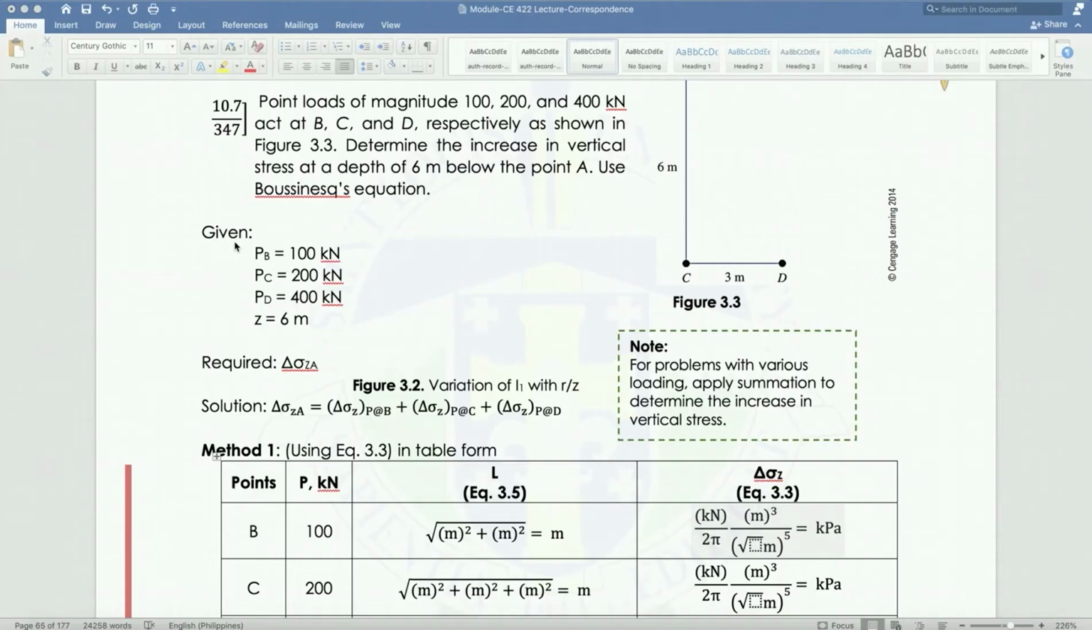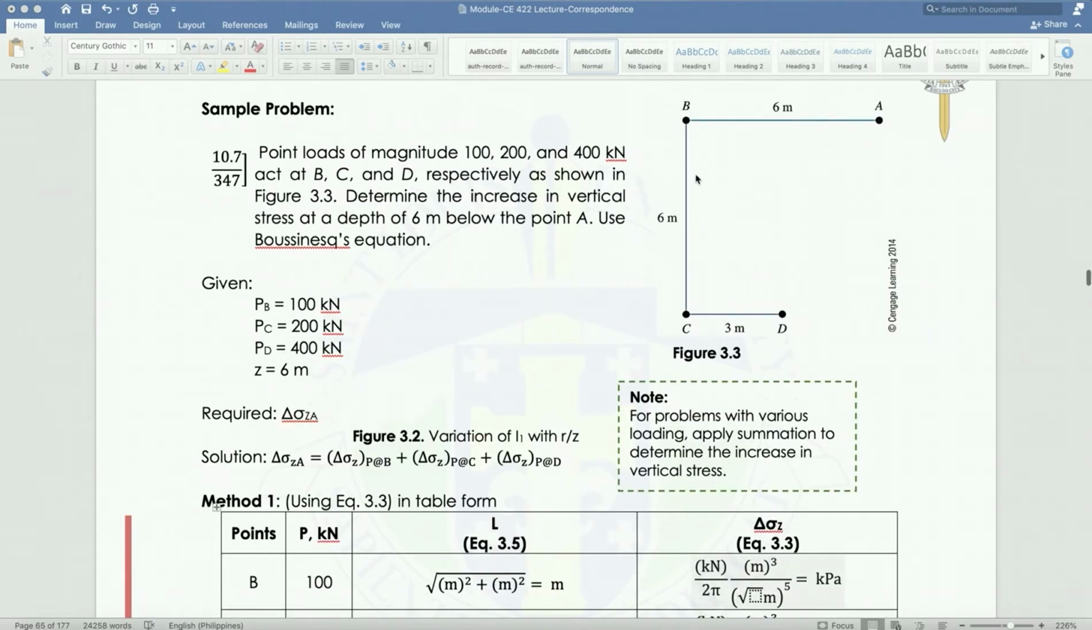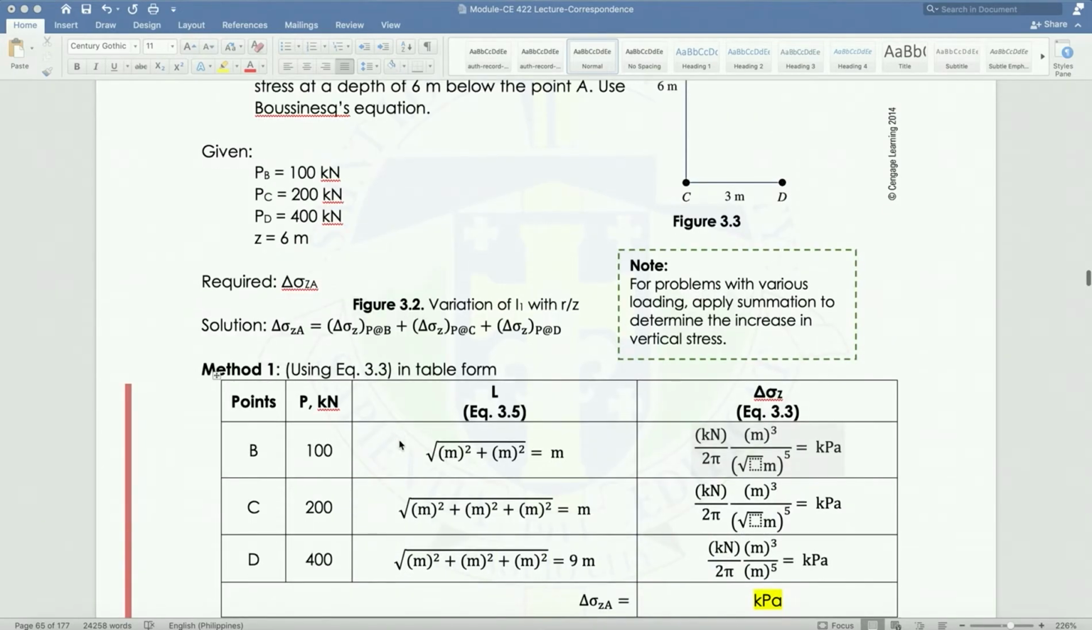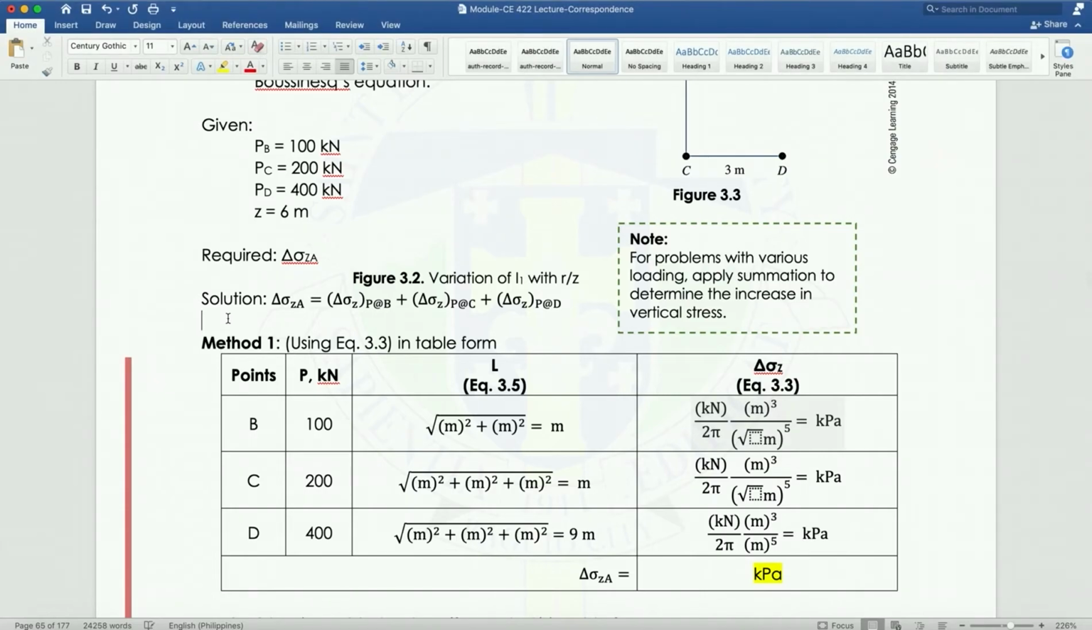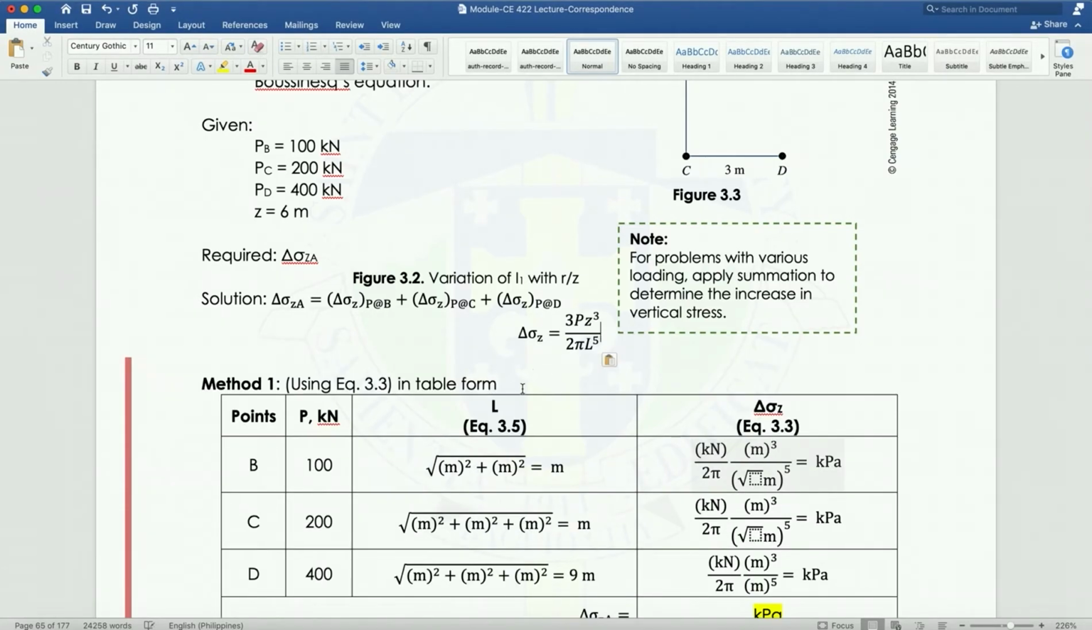Okay. So now we have 3 points, or 3 forces, no? We have the force at B, force at C, and force at D. Therefore, it will be a summation of the forces, or the contribution of these 3 forces. So the delta sigma Z at point A is equivalent to the delta sigma Z at point B plus the delta sigma Z at point C plus the delta sigma Z at point D. So it will be a combination. So what is our working equation then? Isn't it that a while ago we said that this is our working equation?